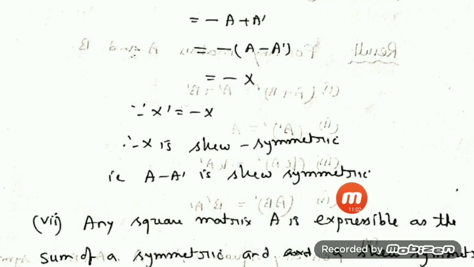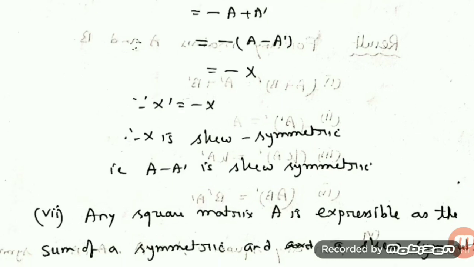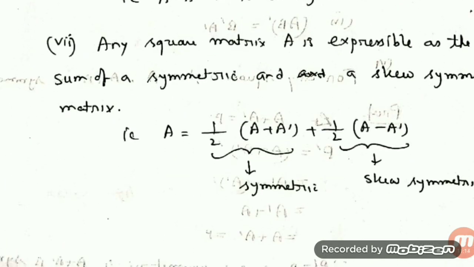So remember that the sum of a matrix and its transpose is symmetric, and the difference of any square matrix and its transpose is always skew symmetric. From here we can derive one more result: any square matrix A is expressible as a sum of a symmetric and a skew symmetric matrix. You can break it up as a sum of a symmetric and a skew symmetric matrix, like this. A plus A transpose is symmetric, so obviously half of (A plus A transpose) will be symmetric. Similarly, we have just proved A minus A transpose is skew symmetric.